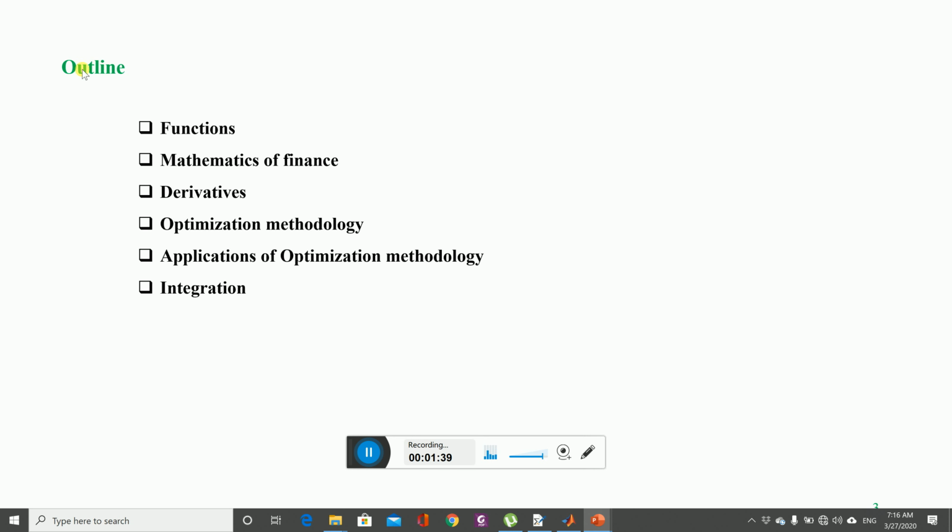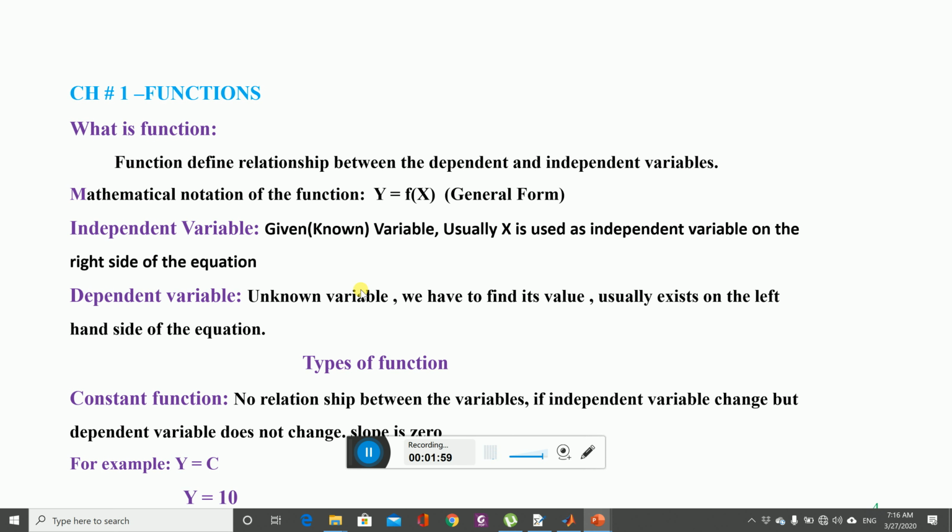Now we are proceeding toward the outline of the course that we will cover in this semester, inshallah. The first one is functions. Second, mathematics of finance. Third, the concepts of derivatives. Fourth, optimization methodology. Fifth, applications of the optimization methodology, and the last one is integration.